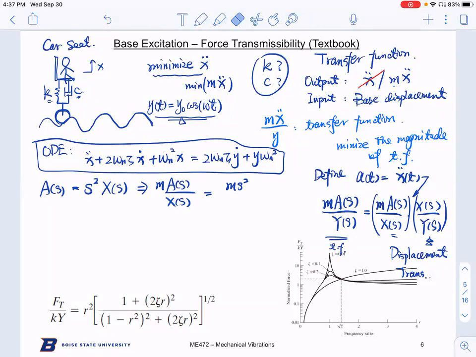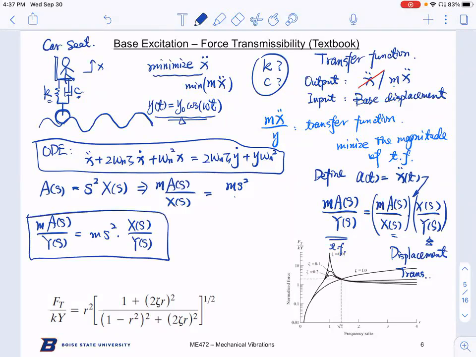Yes, m s squared. That's the relationship we got. So that's the first term. The second term is the displacement transmissibility. Eventually your force transmissibility, or m times A(s) over Y(s), equals the first term times your displacement transmissibility. So that's the transfer function you're going to get.